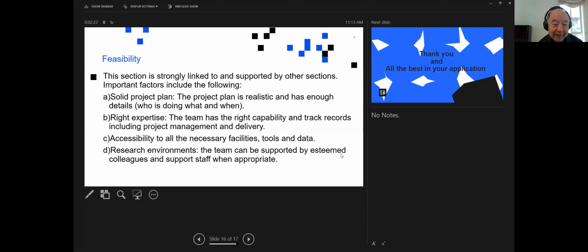The third point is accessibility to all the necessary facilities, tools, and data. People will ask questions if you have this missing. Do we have all the equipment to do the job? Do we have access to the necessary data we need to research on? Things like this should be considered.